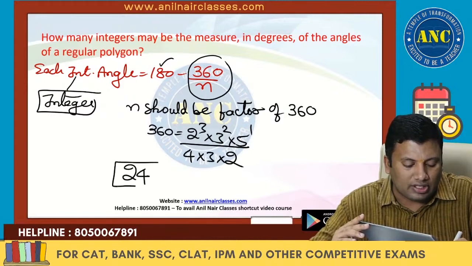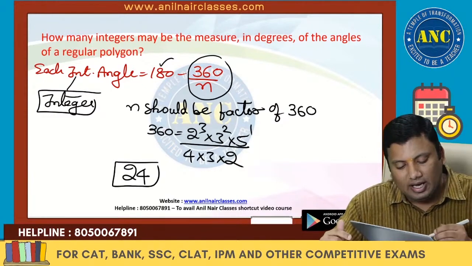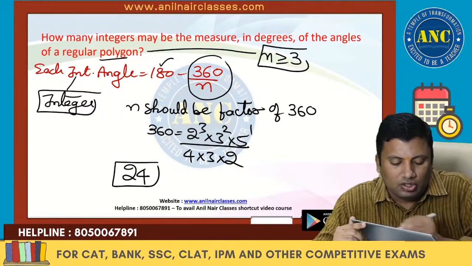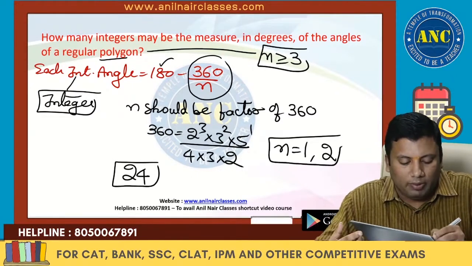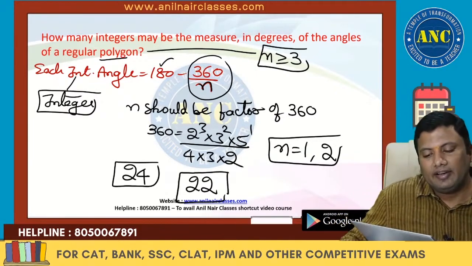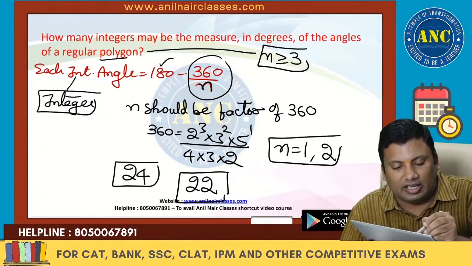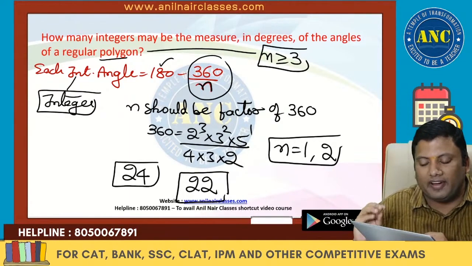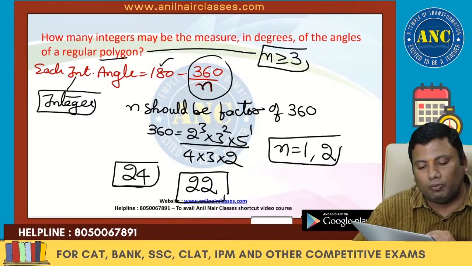So most of the students may tick mark 24 as the answer, but 24 is not the answer. Why? Because for a polygon n is greater than or equal to 3. So in that 24, n equal to 1 and n equal to 2 both should be eliminated. How many integral values can the interior angle take such that this equation is satisfied? For the interior angle to be an integer, n should be a factor of 360. I got 24 values, and n value 1 and n value 2 are both eliminated.